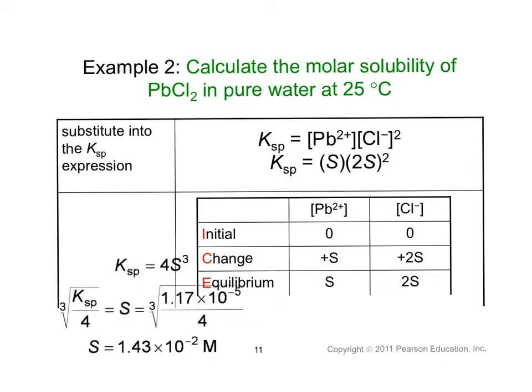Then plug that in, and we get the Ksp expression up here. So S times 2S squared, and that equals, down here, 4S cubed. Divide through by 4, take the cube root, and you come up with the solubility. And now that solubility is actually already in terms of Pb.